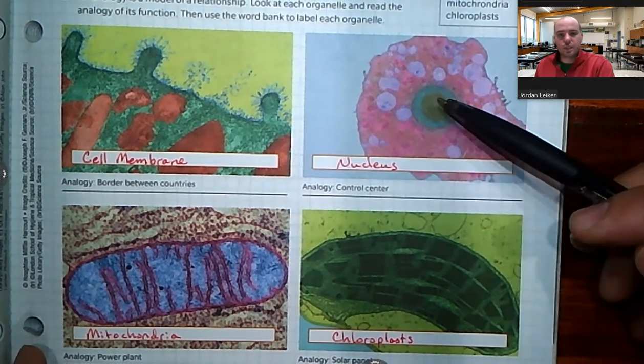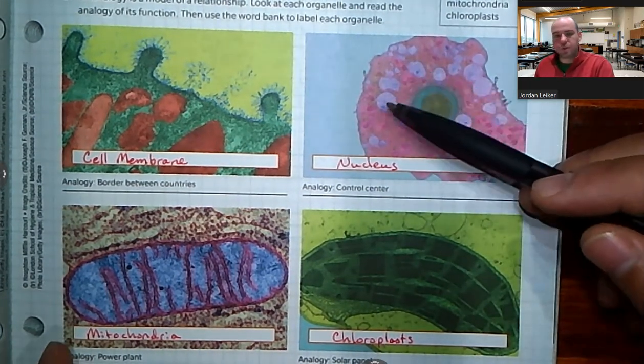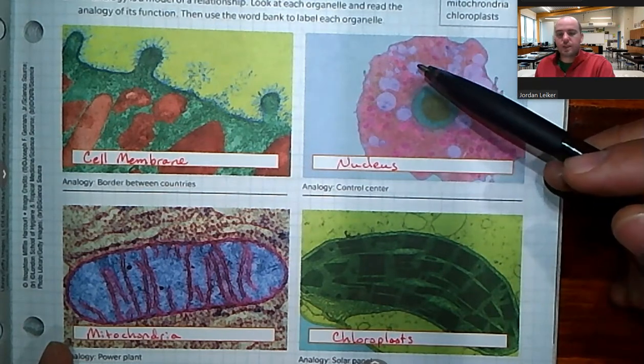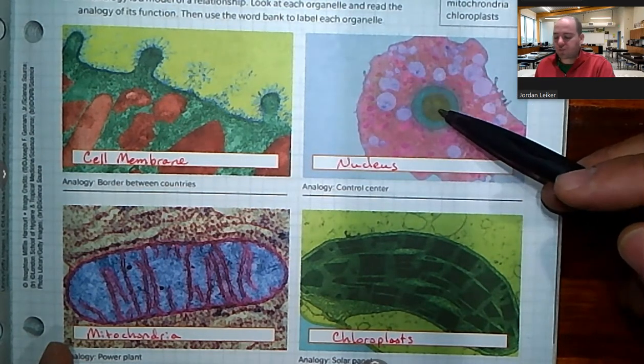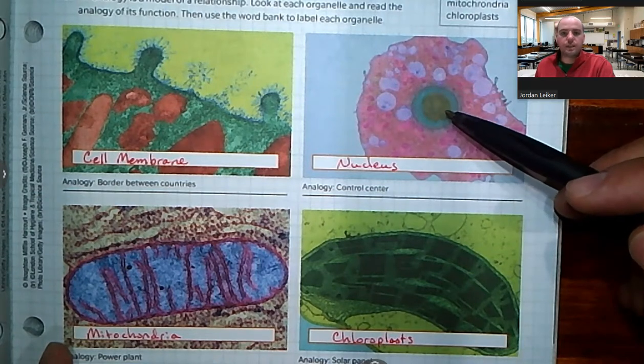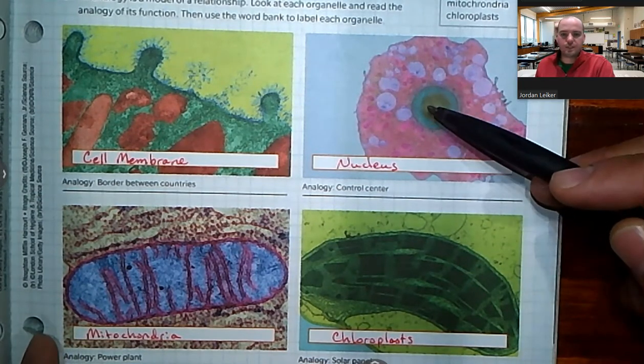Okay. If we look at the analogy, the control center, what part of the cell is the control center? And that's the nucleus. The nucleus of the cell is the control center. So the nucleus controls what all the other organelles do. It controls what things the cell produces. And so the nucleus controls every other part of the cell. The genetic material that's in the nucleus controls that. And so that is the control center of the cell. This kind of dark circle here, that's the nucleus in this cell.